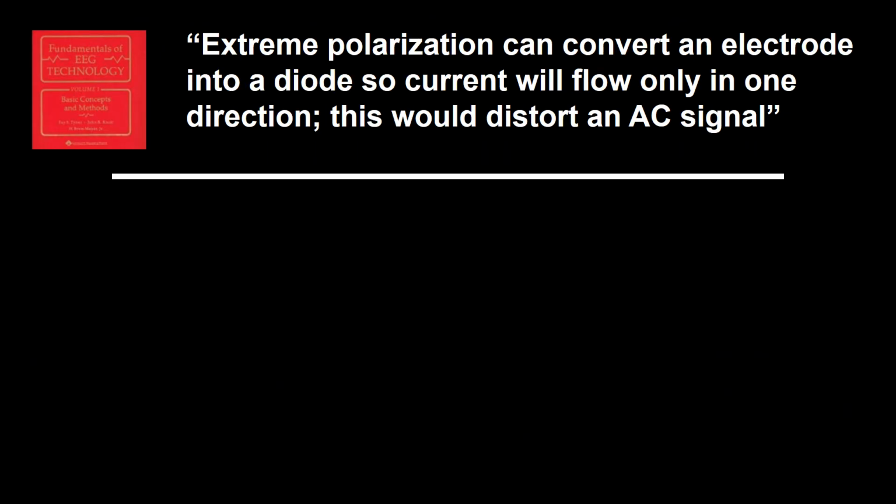I have introduced in this frame a new paragraph from another book. The book is Fundamentals of EEG Technology. This paragraph talks about extreme polarization transforming the electrode into a diode. It also talks about the distortion of alternating current that will be brought about by the transformation of the resistive qualities of the EEG electrode into a diode.